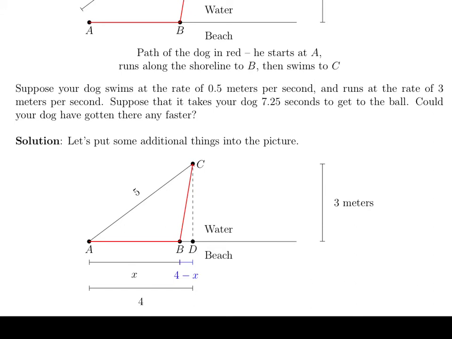All right, so we're going to put a few extra things into the picture. So first, I just want to mark the point D. The point D is directly below C in the diagram, so that there's a right angle there.